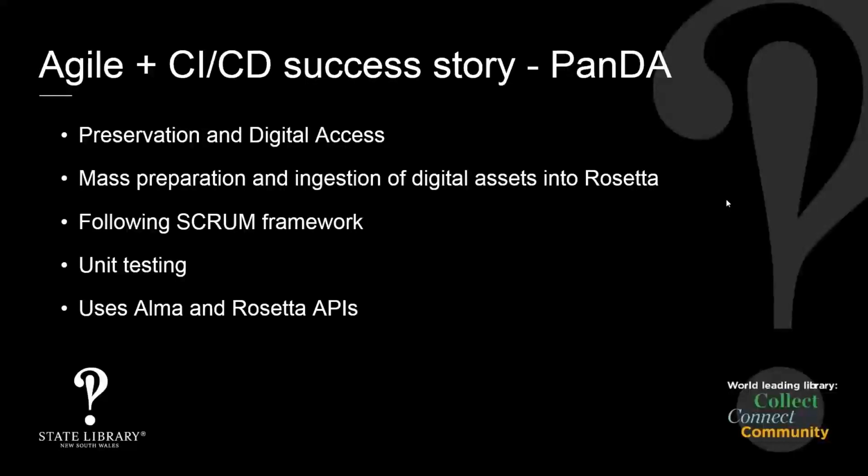We used a Scrum framework, which is a type of agile framework. It has extensive unit testing, and it uses both ALMA and Rosetta APIs. What it basically does is file identification, file validation, file transfer, file depositing, and catalog integration. We're ingesting around 20,000 to 25,000 files a day into our digital preservation system using Panda.